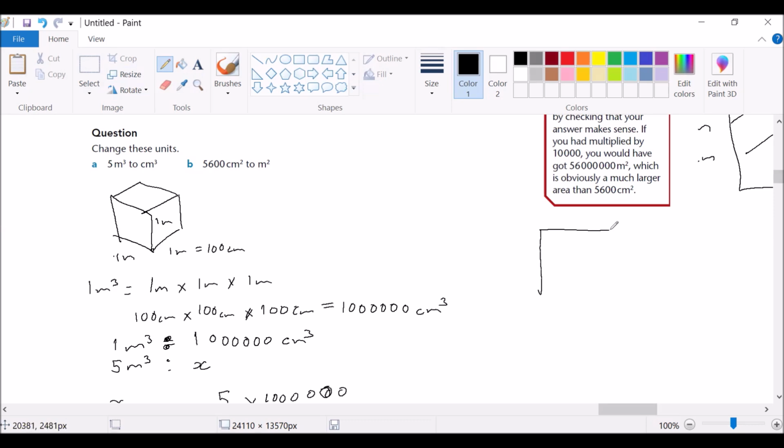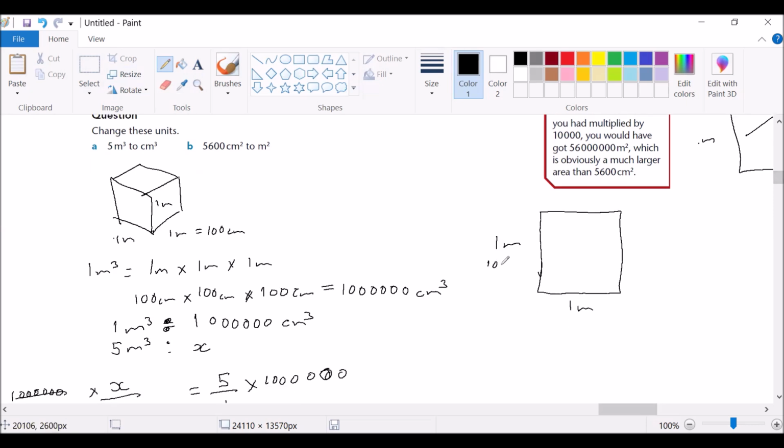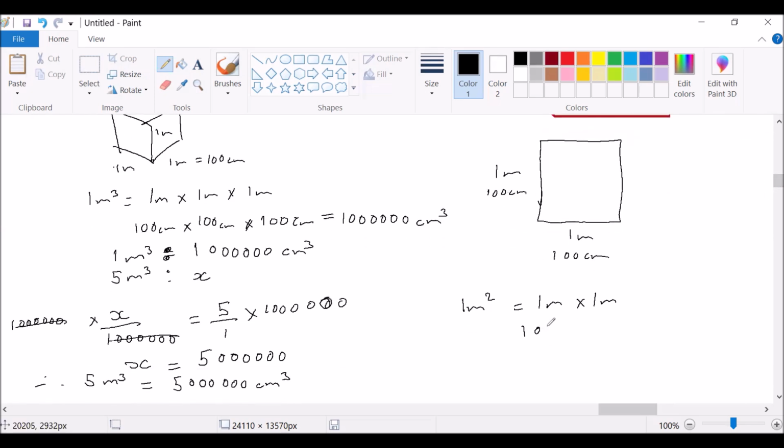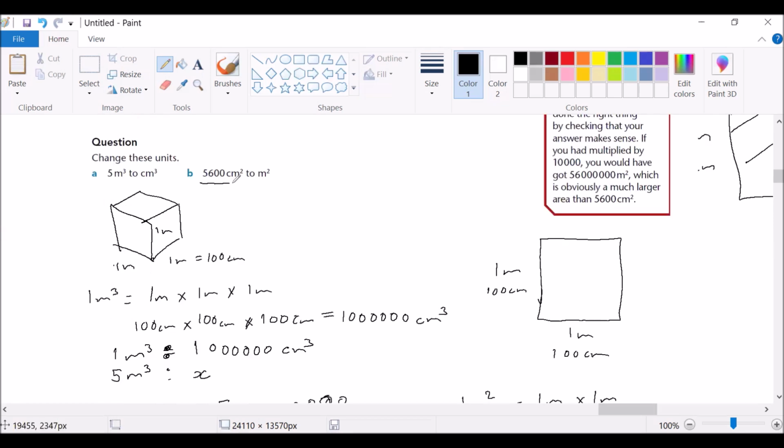56,000 cubic centimeters. So when we are dealing with area, we are looking at a square, which is 1 meter by 1 meter. 1 meter is also the same as 100 centimeters. So we have 100 centimeter by 100 centimeter square. 1 square meter is equal to 1 meter times 1 meter, which is the same as saying 100 centimeters times 100 centimeters, which will give us 10,000 square centimeters. So we're saying 1 square meter is to 10,000 square centimeters. So 5,600 square centimeters to square meters.